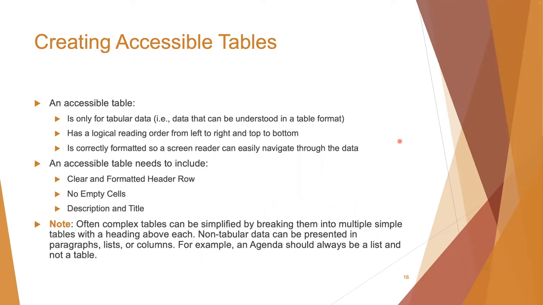And an accessible table needs to include a clear and formatted heading row, no empty cells, and I'll show you how to do this, and a description and a title. It needs to be noted that often complex tables can be simplified by breaking them into multiple simple tables with a heading above each, and non-tabular data can be presented in paragraphs, lists, or columns. For example, an agenda is really good to be structured as a list and never as a table.